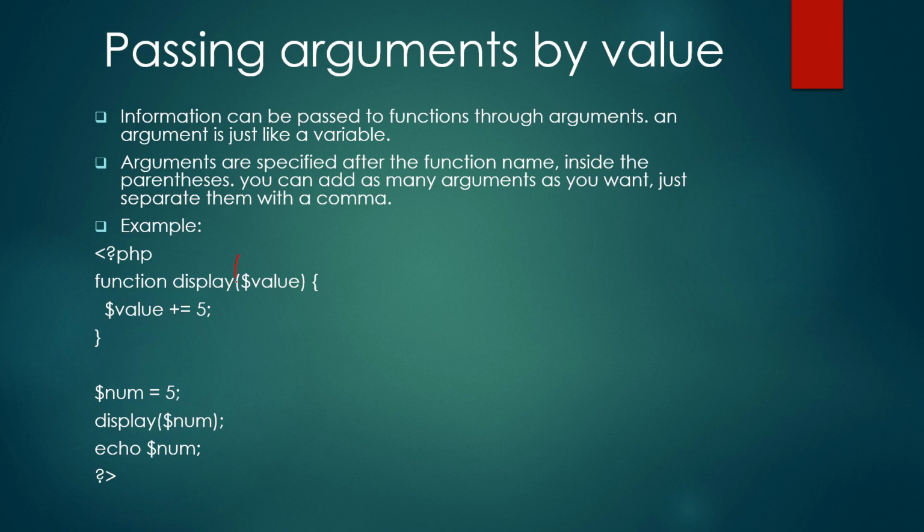So in this case, the dollar value is our argument and it is inside the parentheses after the function name. But before jumping here, let's first understand this information that we have. Here we have a variable which has a value 5. Now I want this information to be passed in my function. So while calling this function, I can pass this variable inside this function.